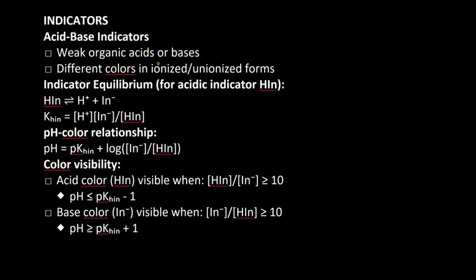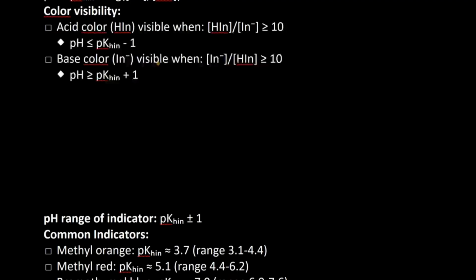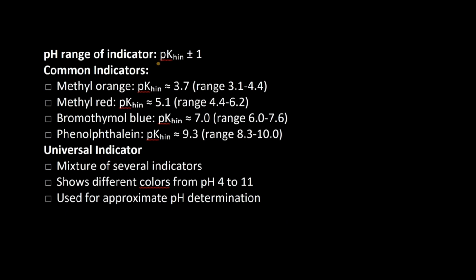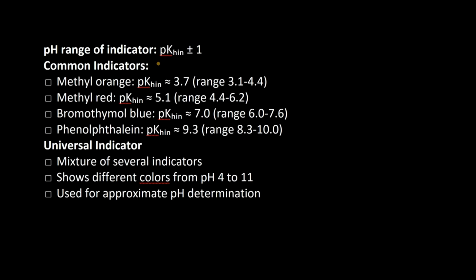Then talking about the indicators, we are referring to HIn. Acid-base indicators are weak organic acids or bases. They will show different colors in acidic and basic conditions. Universal indicator is a mixture of several indicators, showing different colors from pH 4 to 11. We usually use phenolphthalein, methyl orange, methyl red and bromothymol blue, and the ranges are given over here.